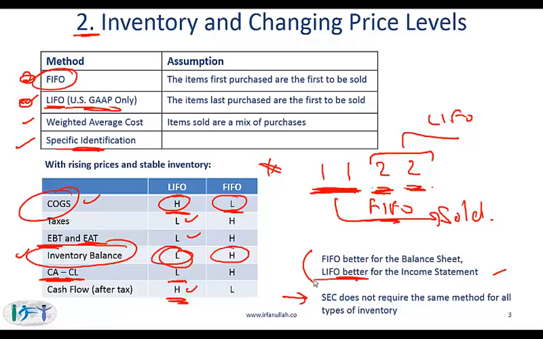And another general remark, we have these different methods. The SEC does not require that companies use the same method for all types of inventory. What that means is that if you are selling a particular set of products, you are allowed to use the FIFO method for one set of products and LIFO method for another set of products, as long as you can justify why you are doing this. So keep this in mind. There is a question at the end which tests you on this.